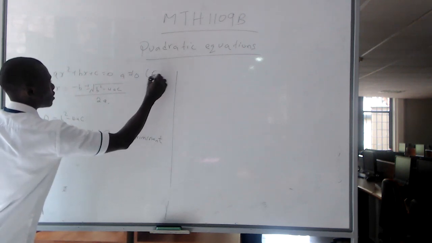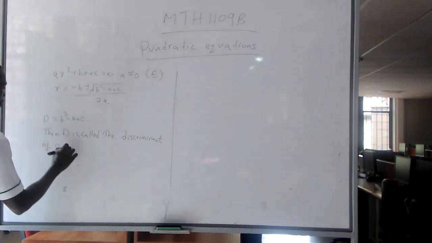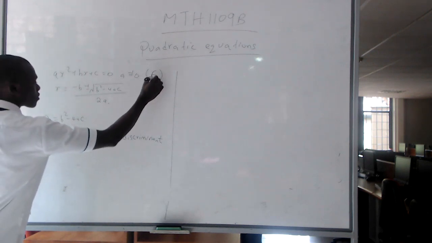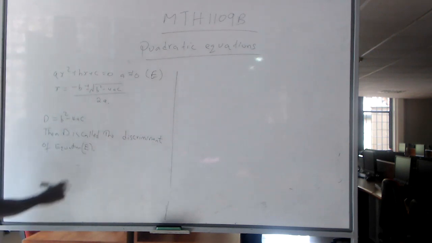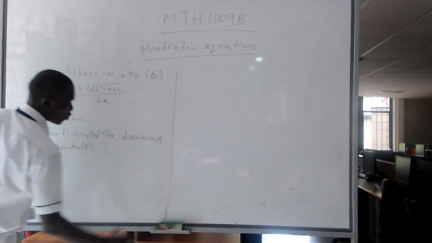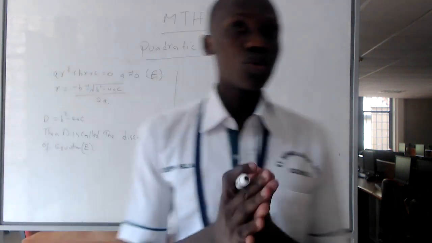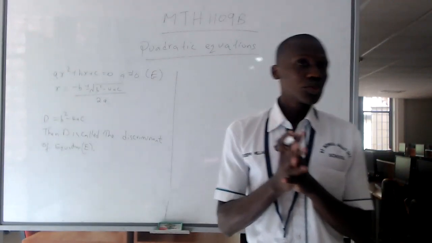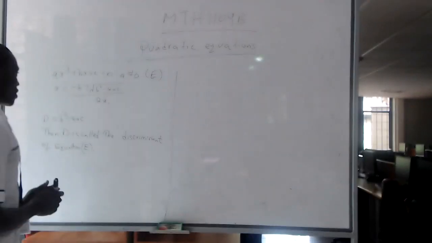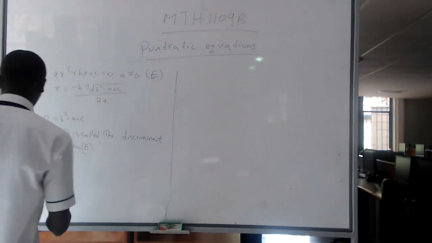So let's call this equation E. D is the discriminant of equation E. And from this discriminant, we can tell, without necessarily solving the equation, how many solutions it will have. Will it have real solutions? Will they be repeated? Or will they be different, depending on the sign of this guy?